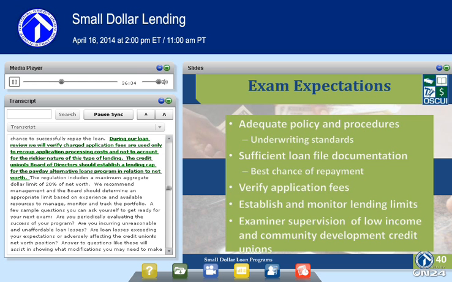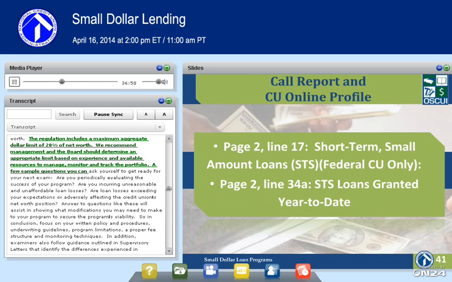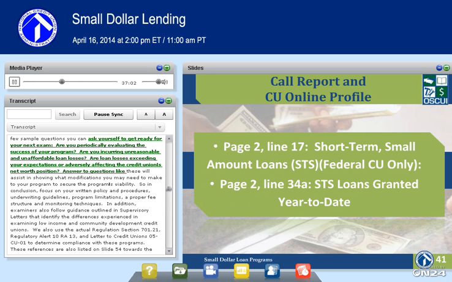The credit union's board of directors should establish a lending cap for the payday alternative loans program in relation to net worth. The regulation includes a maximum aggregate dollar limit of 20% of net worth. We recommend management and the board should determine an appropriate limit based on experience and available resources to manage, monitor, and track the portfolio. A few sample questions you can ask yourself to get ready for your next exam.